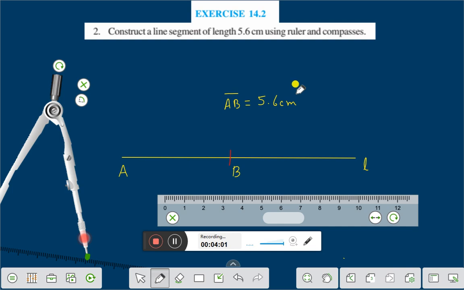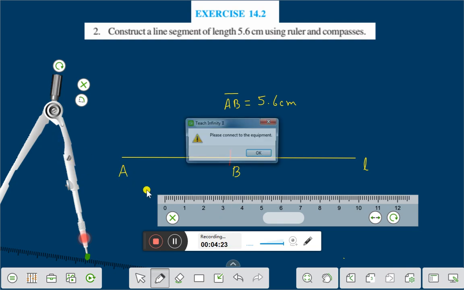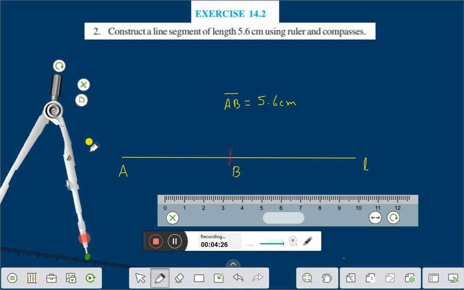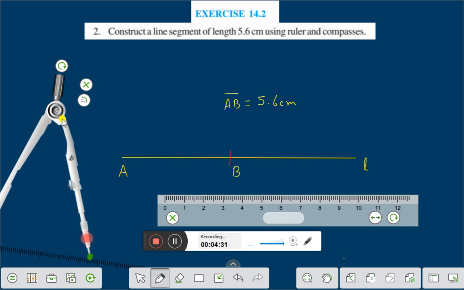Again we are repeating. What you have to do? Construct a line segment of length 5.6 centimeter using a ruler and compass. First of all, draw a line. That is the name of the line is L, right? After that, take a ruler and compass and measure this one as 5.6 centimeter. That is from here, and 5.6 is here, right? Take the length with the help of a compass. After that, you put the compass at point A, a pointer at point A, and make an arc at point B. Then the length of this line segment will be 5.6 centimeter.